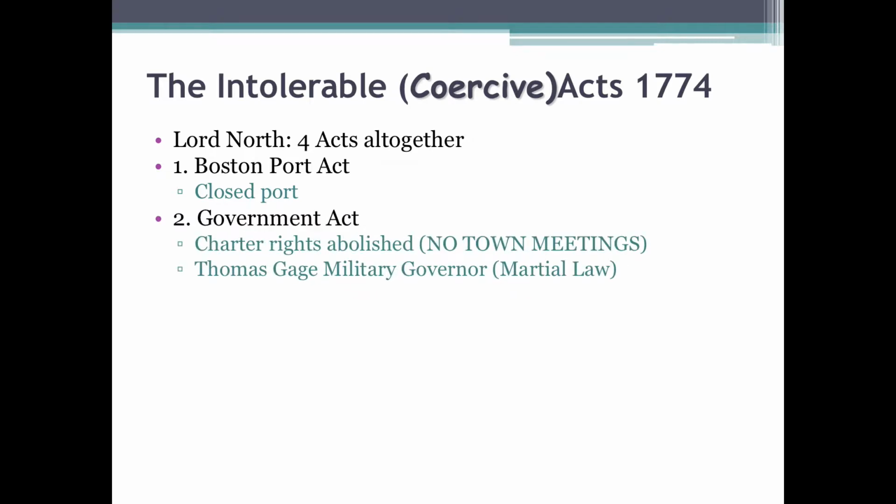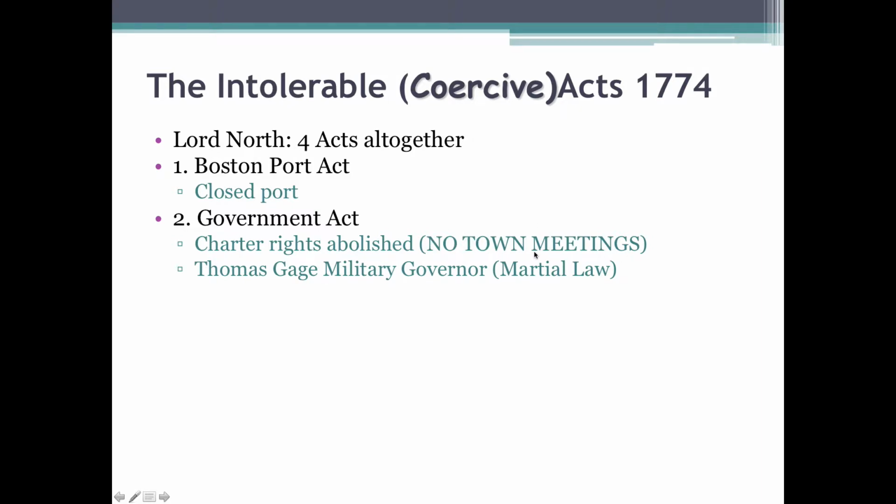They're going to pass the Government Act. They're going to abolish the charter rights that they have. They're going to instigate a military government under General Thomas Gage. He's going to establish martial law, right? The military will control all of Massachusetts. They're going to stop all town meetings.